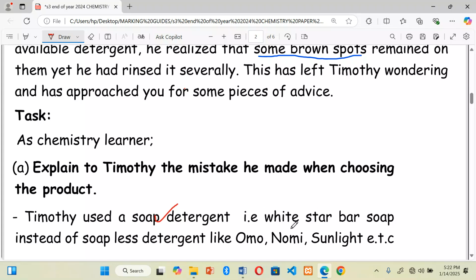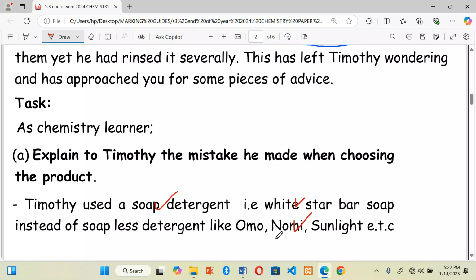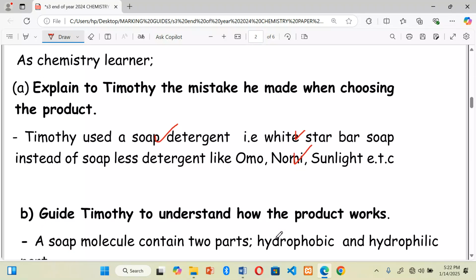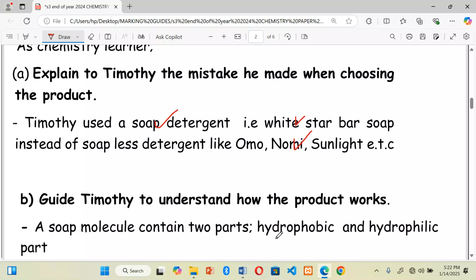And he has been able to give even some example. It's good when you give an example of that category, but majorly, what you are looking for here is categorizing that given product. When you use soap detergent on hard water, it will leave some brown spots. But if you had used soapless detergent, that problem couldn't have resulted at the end. Good. Now let's look at part B.